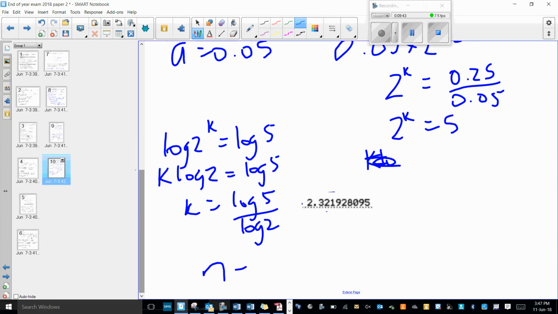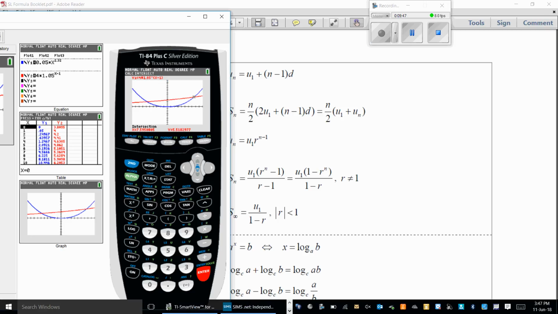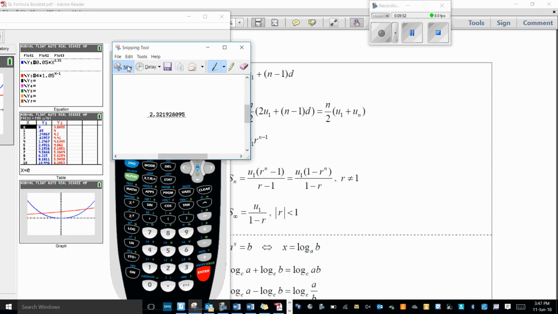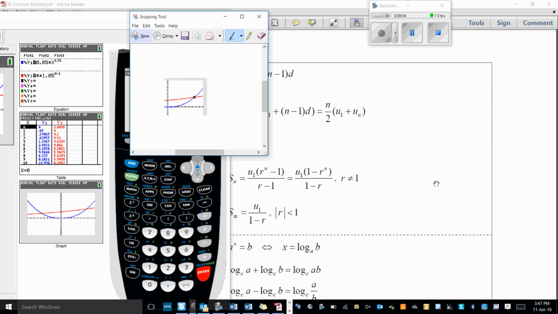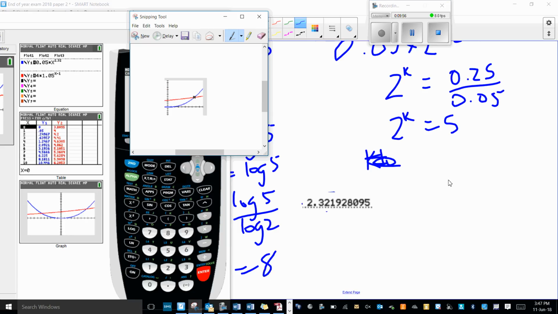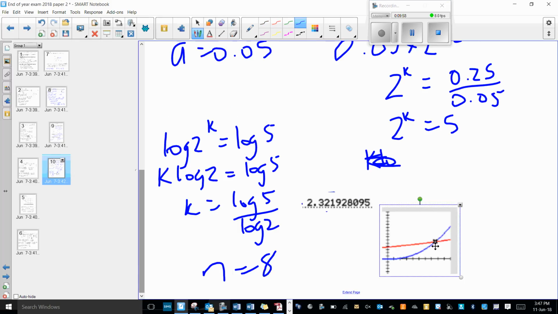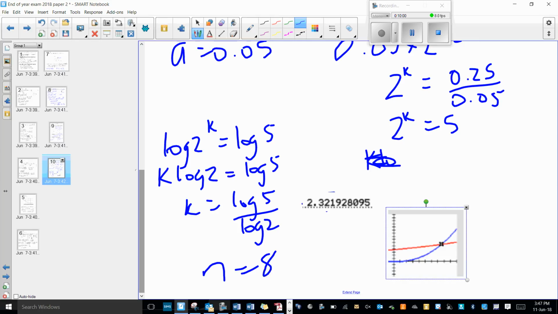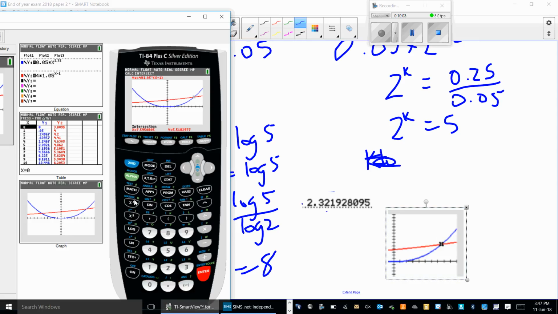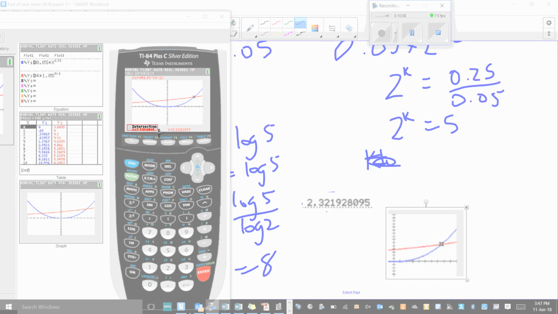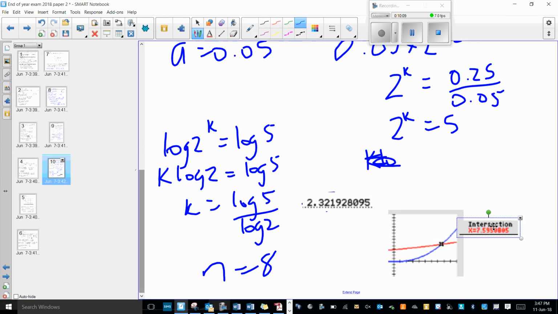And as your method, you could sketch this here and show that that value was 7.59. Obviously I'm pasting all this because I can't bother to keep writing it. So you can show that that was a value, and so n was a value of 8. Okay, there's the paper done.